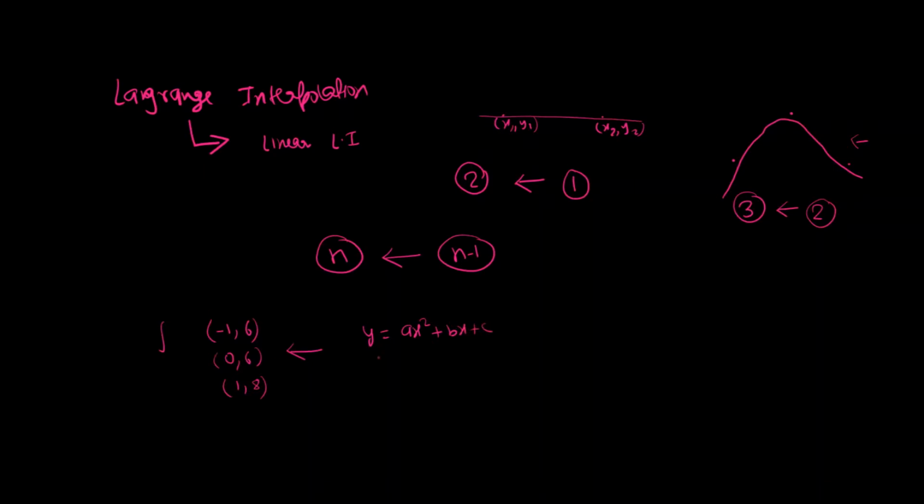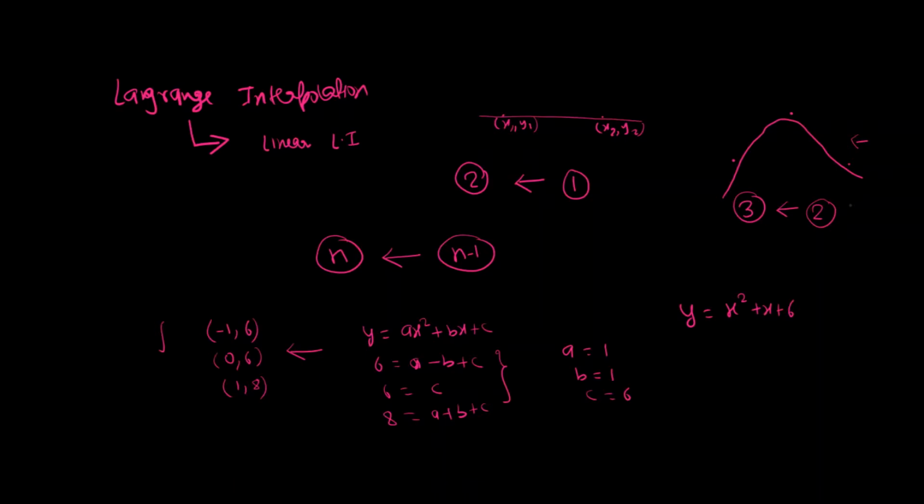Putting these values, we will have three linear equations in three variables. So 6 is equal to a minus b plus c, 6 is equal to c, and 8 is equal to a plus b plus c. Solving these three simultaneous linear equations, we get a equal to 1, b equal to 1 and c equal to 6. So actually this was nothing but the curve y is equal to x squared plus x plus 6.